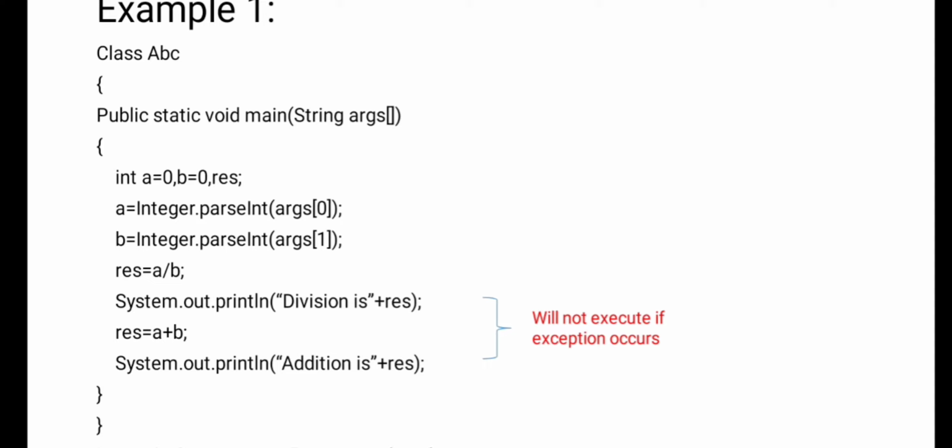In this example, I have created one class named ABC. In that class, I have declared a main method, and in that I have declared two variables, a assigned to 0 and b assigned to 0, which are of type integer. Also, there is a result variable named res.